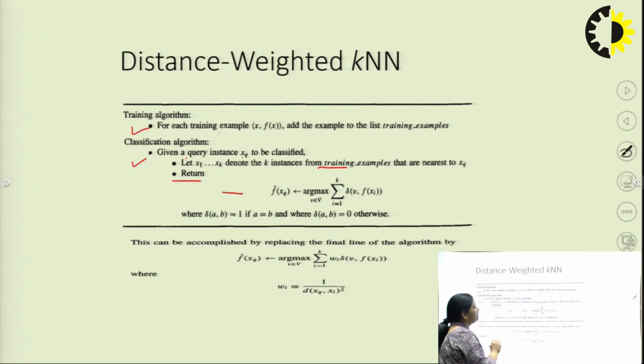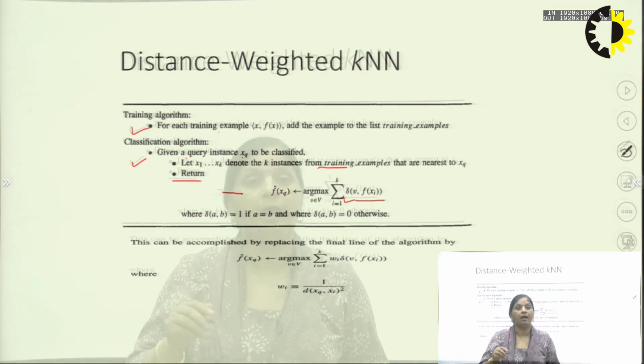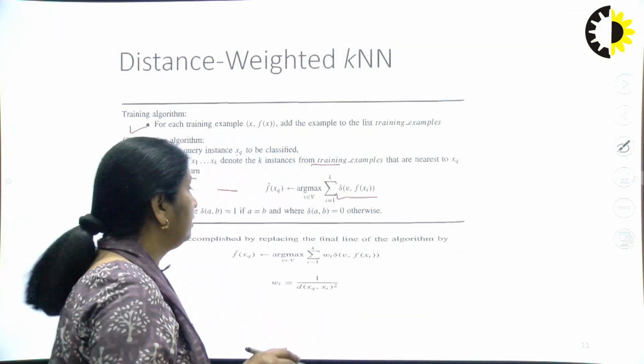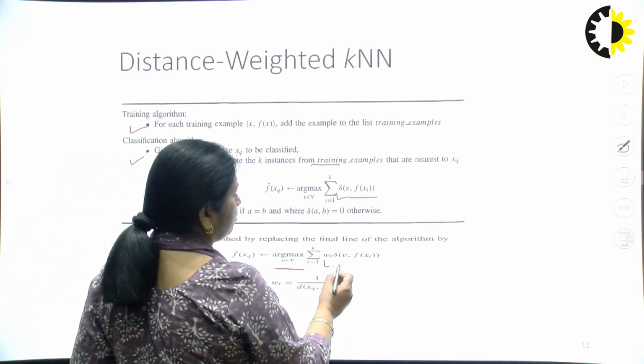In case of simple nearest neighbor, we used the delta function to see the similarity. Actually, when we found it similar, we counted it as 1. So it was simply returning the count, as we discussed on the last slide, 2 positive examples, 3 negative examples. What we will do now is multiply by a weight. The count will have some weight, and less weight to a distant point. So what will be our count here? Our count will be the weighted count, wi.